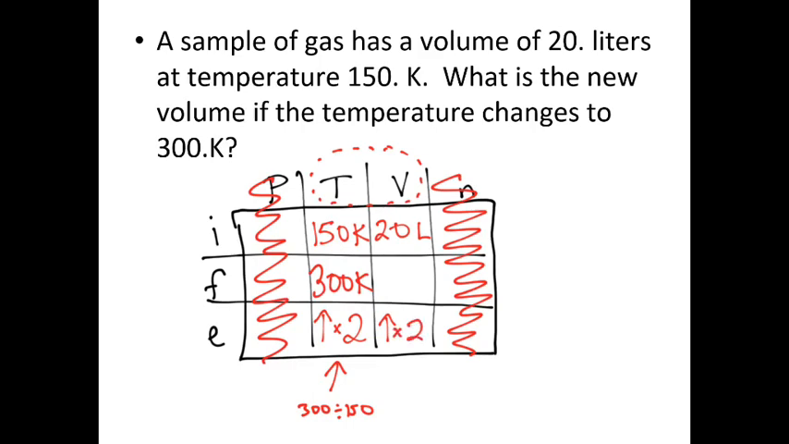Arrows match, and the number is the same number. All right, so that's what makes it proportional, is the fact that the arrows match here and that the number is the same. Well, this time I started off with 20 liters. That's my initial amount.